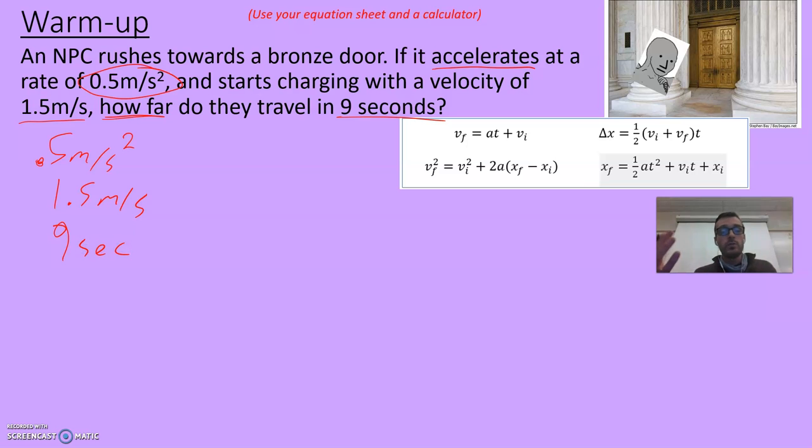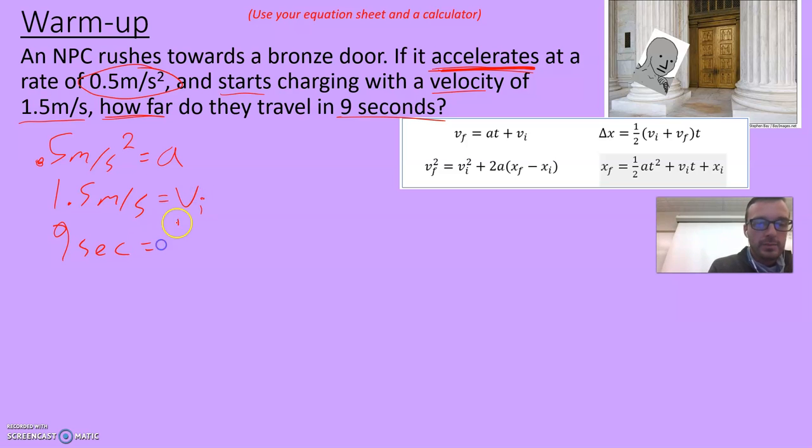Do you guys now see why it was so important with what we started today? If you don't know what meters per second squared represents, this is going to be much more difficult for you. But we do know what it represents. In fact, context clues here, it accelerates at a rate of, right, so it tells you right there, that's our A. It says starts charging with a velocity. That's going to be V initial, because that's the beginning of the problem. And then the time here is 9 seconds, and it says how far do they travel.